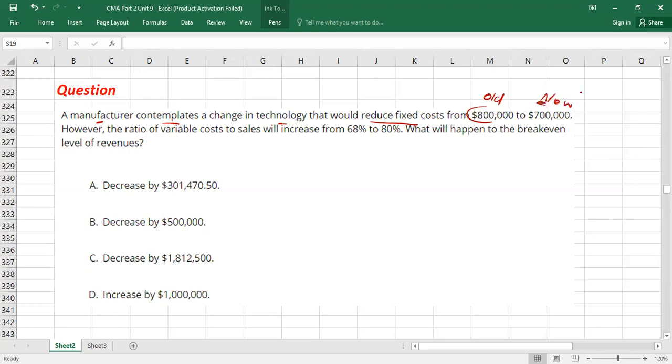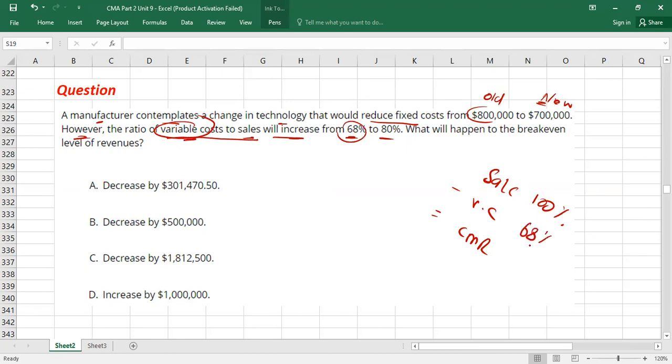Okay, great. Then what? However, the ratio of variable cost to sales, write it here, sales less variable cost, this is called the contribution margin ratio. If I assume sales is 100%. Here he told you the ratio of variable cost will increase from 68 to 80. So it means here the ratio of variable cost to sales, the variable cost is 68%. It means your contribution margin ratio was 32%.